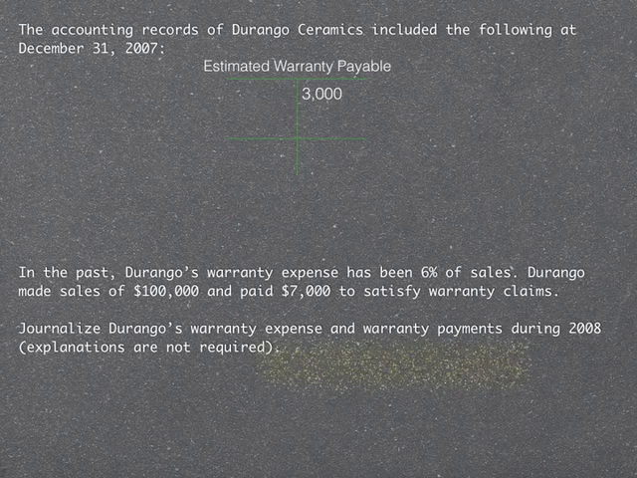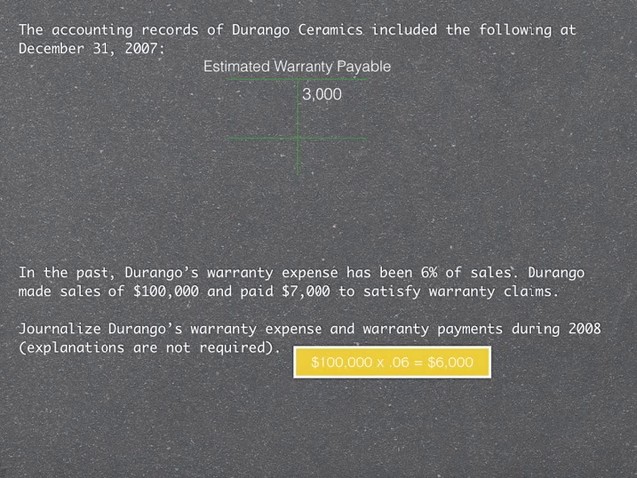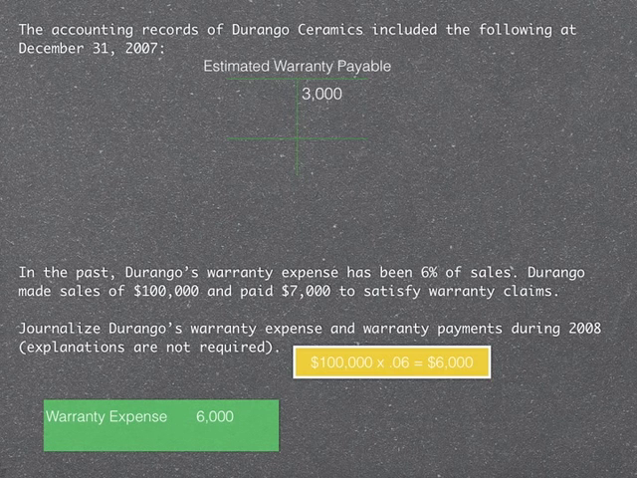So the first thing we have to do is figure out what those estimated warranties are. We're going to take our sales of $100,000 times the warranty expense that we know from our past being 6% of sales. So we get $6,000. So we're going to debit our warranty expense for $6,000 and credit our estimated warranty payable account for $6,000. Then of course, once we journalize that, we're going to post it up top in our T account. So we're going to credit our warranty payable for $6,000. That's what we debited the warranty expense for.